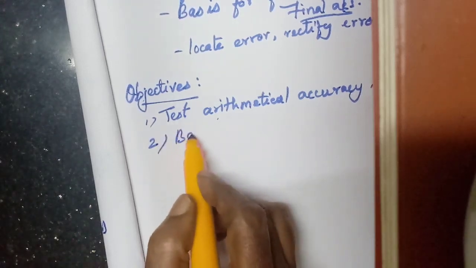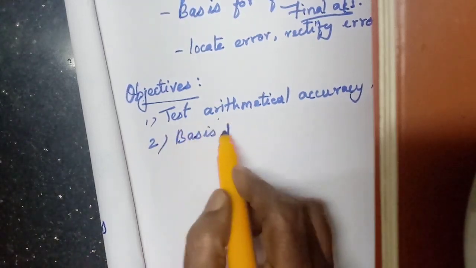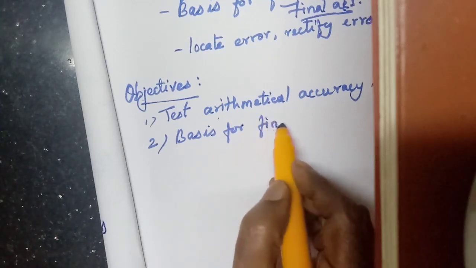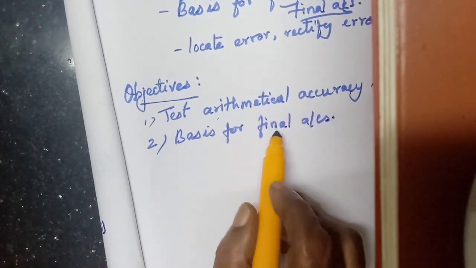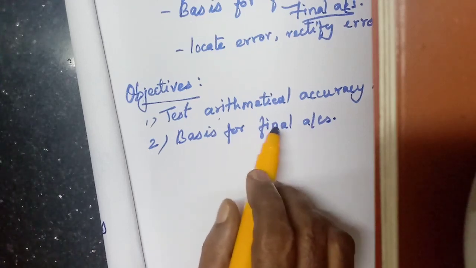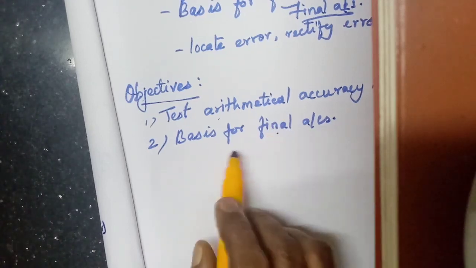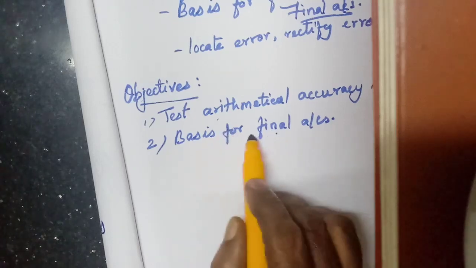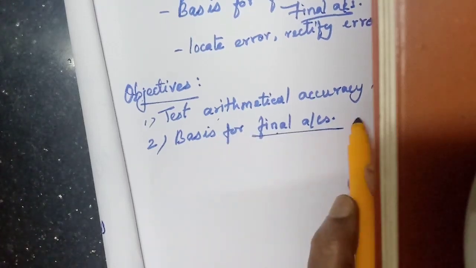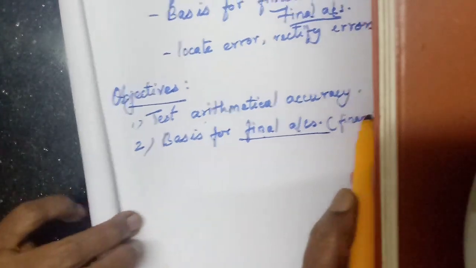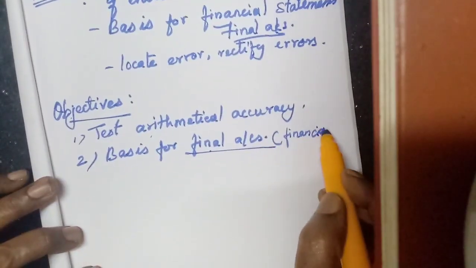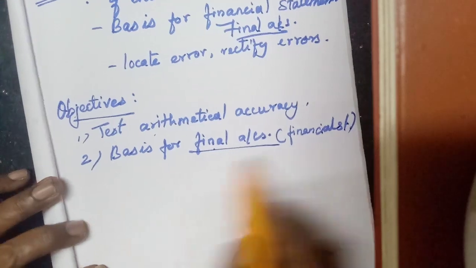And then the second one, the basis for preparation of final accounts. They will give the trial balance. We are going to learn that in the future lessons. They will give us the trial balance, and we have to prepare the final accounts. Final accounts are also called financial statements.